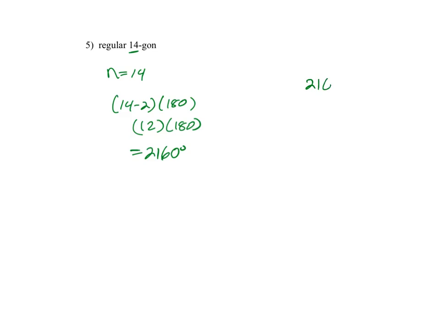The next one, I have a regular 14-gon, so n is 14. It's 14 minus 2 times 180. So 12 times 180 is 2160. That's the sum of all the interior angles. If I want to find exactly one angle, I just divide 2160 by 14. So that means this is approximately 154.29 degrees.